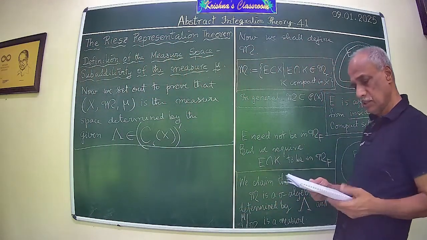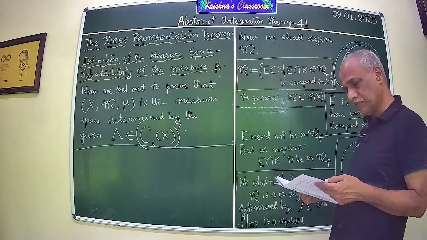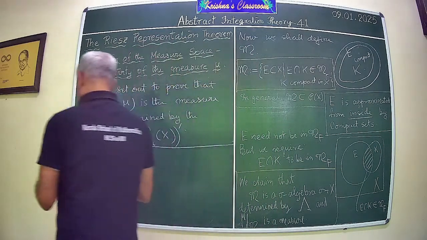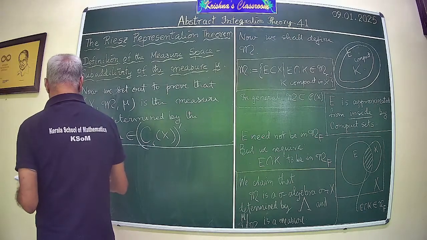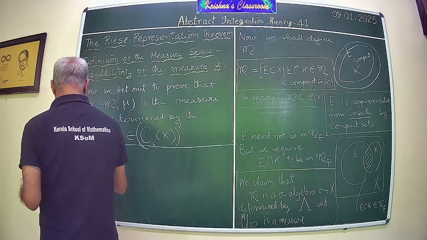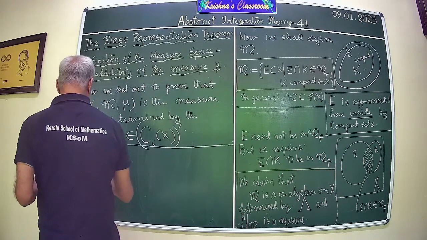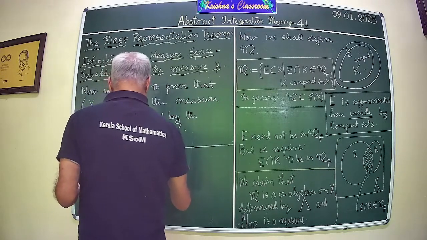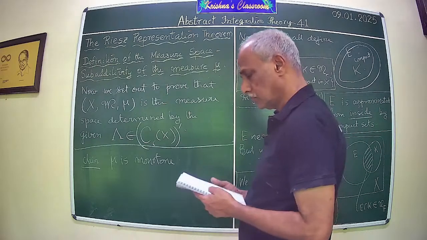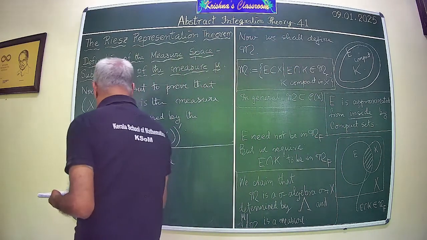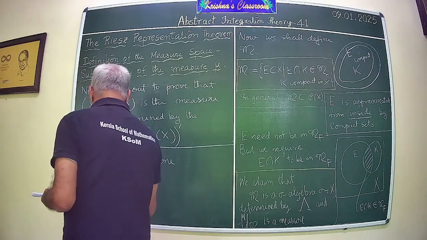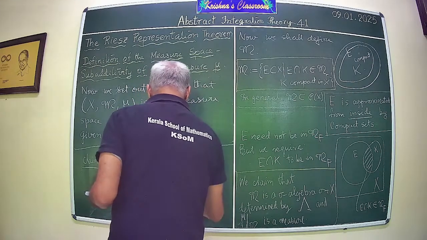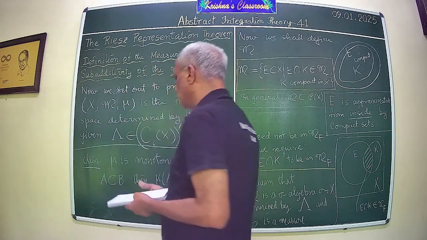Now we start proving bits and pieces of that. Okay. First thing that we prove is mu is monotone. So you have mu A. Suppose A is contained in B. This is true for every A and B.